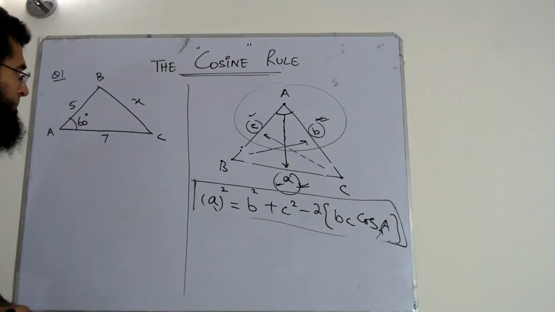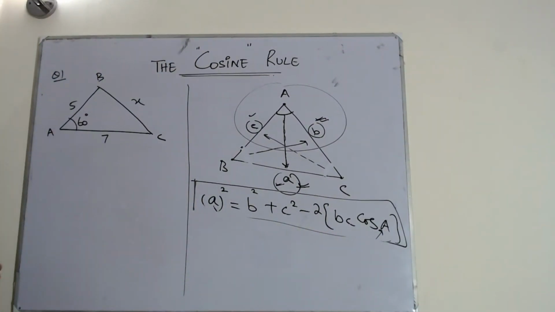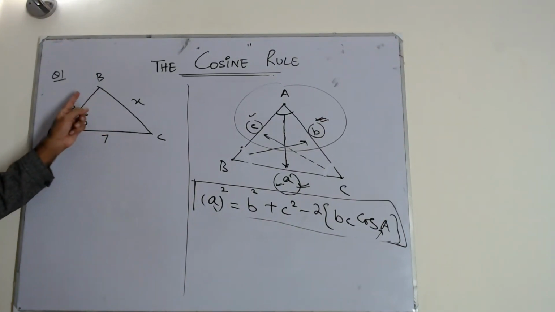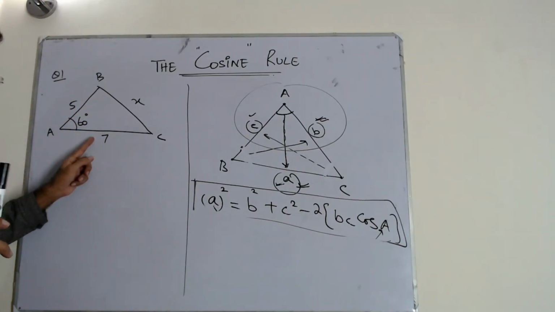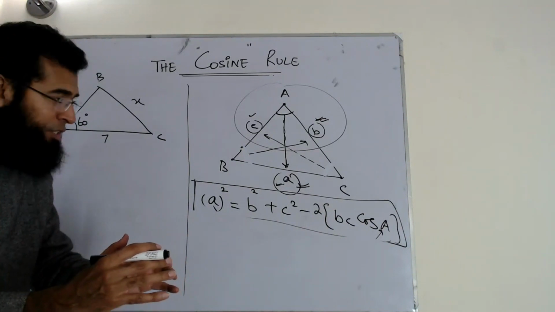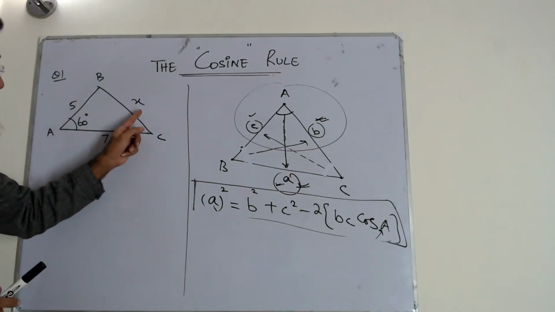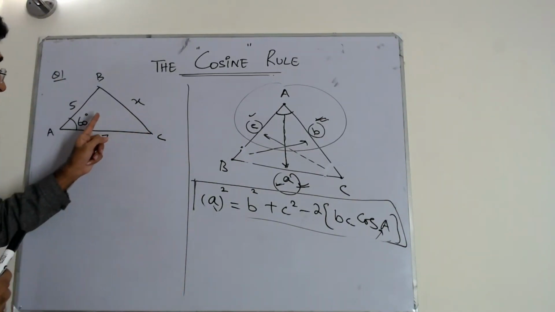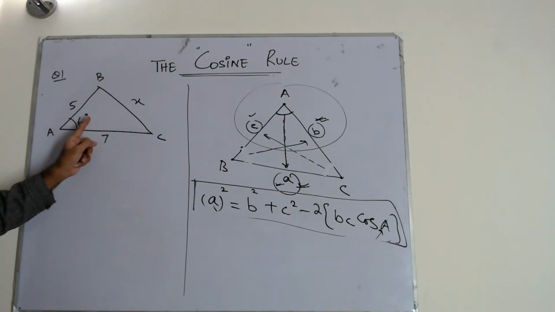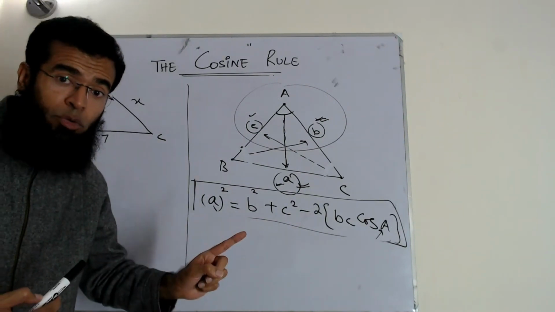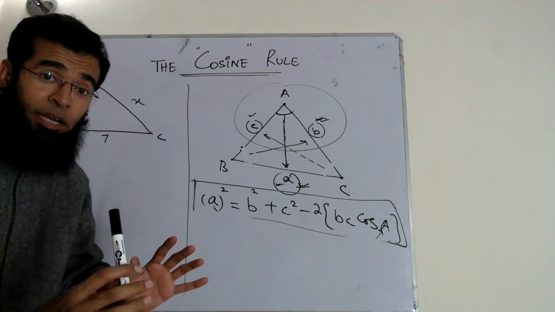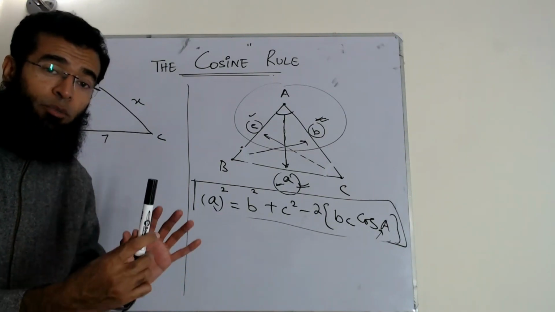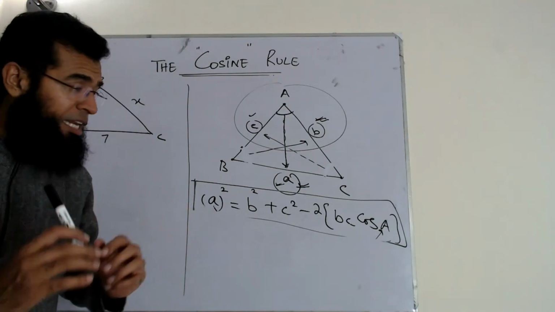Right, question number 1. When you look at this question, all 3 lengths of a triangle are involved. 2 lengths are given and the third length you have to calculate, and an angle is given inside the triangle. So we cannot apply the sine rule, right? What is the sine rule? Please go to the previous video and watch that video so that the concept is clear.